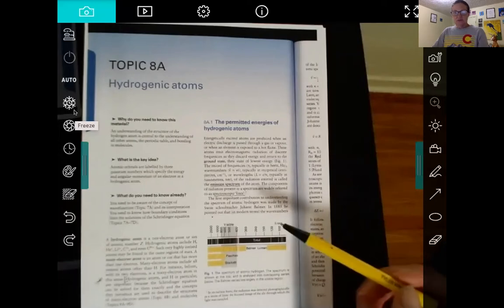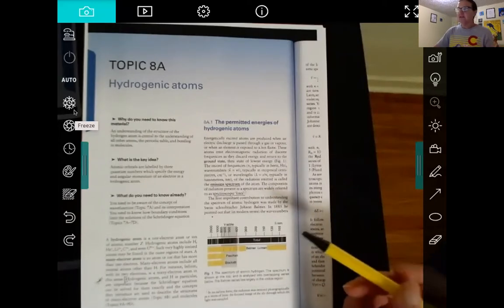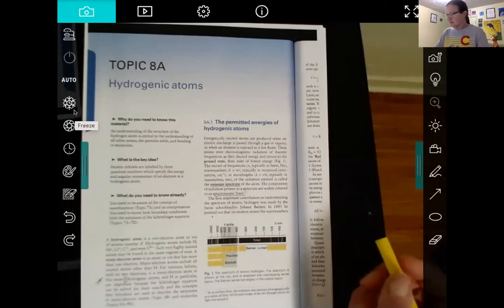And then the next section will move on to how do you deal with more than one electron, because those systems, immediately you have to start making approximations.